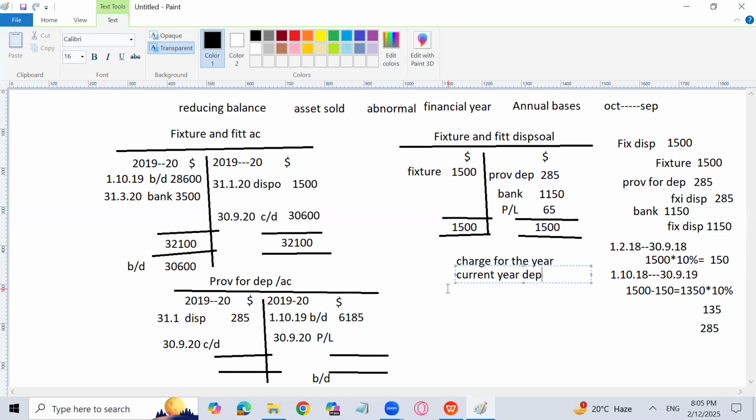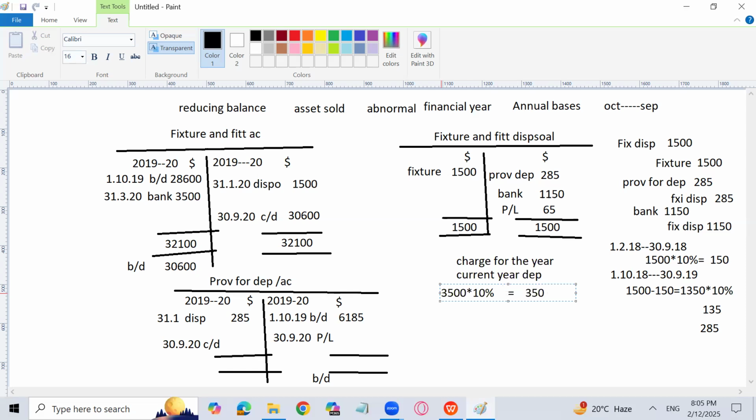It has certain steps. First step is this: calculate depreciation on the newly purchased asset. The asset which we have newly purchased is 3,500, and the rate of depreciation on that asset is 10%. Although it has been purchased on 31st March, because an annual basis is given, you will calculate for the whole year, that is 350.